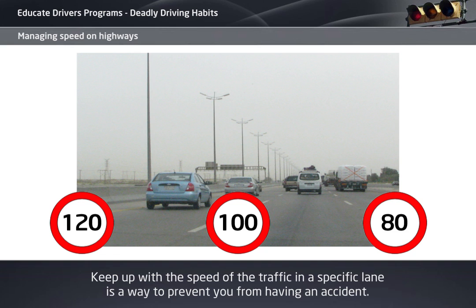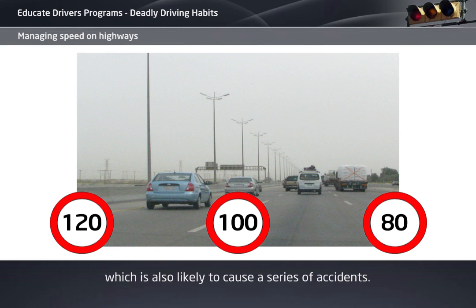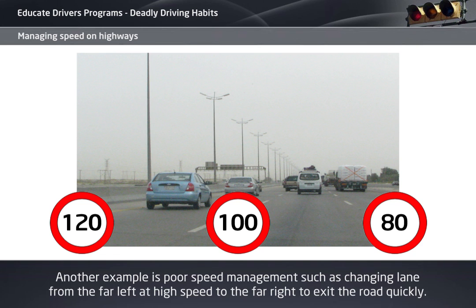Keeping up with the speed of the traffic in a specific lane is a way to prevent you from having an accident. For example, driving slowly in the left-hand lane will increase the likelihood of a collision from the vehicle to your rear, which is also likely to cause a series of accidents. Another example is poor speed management, such as changing lane from the far left at high speed to the far right to exit the road quickly.